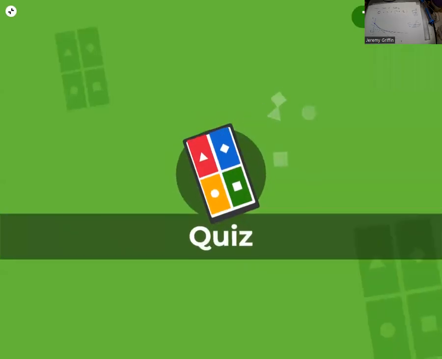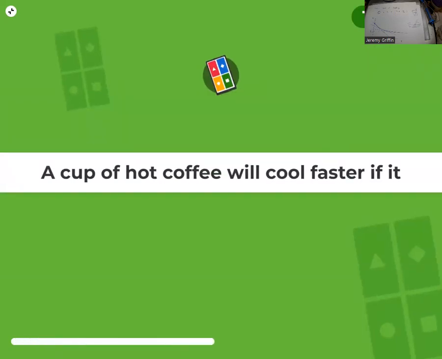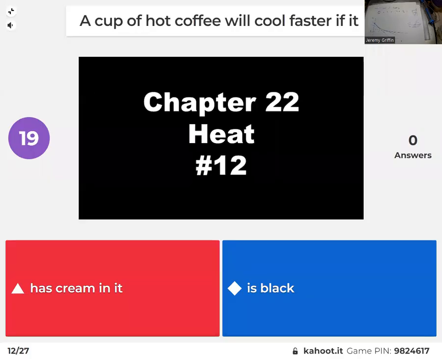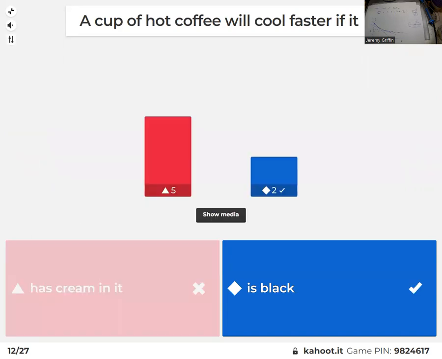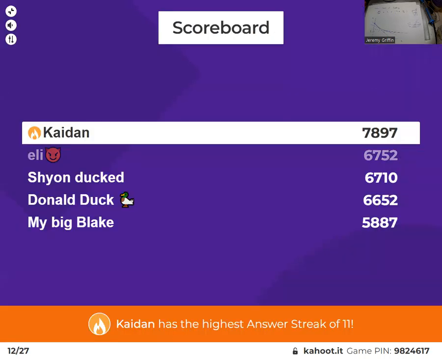Those are all factors. A cup of hot coffee will cool faster if it what? Cool faster. There you go. You guys think the cream might be like insulation? Nice, something like that. Yep.